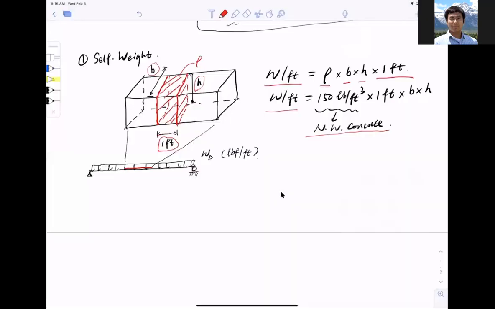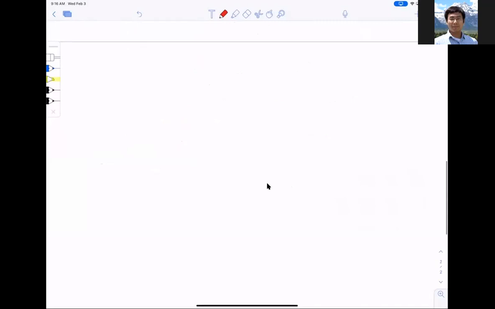Now let's come back to the main lecture. So sharing screen again. Okay, pretty good. All right, so we have cleared the two confusing points. One is minimum reinforcement. The other is how to calculate self-weight. Now let's enter lecture 4.